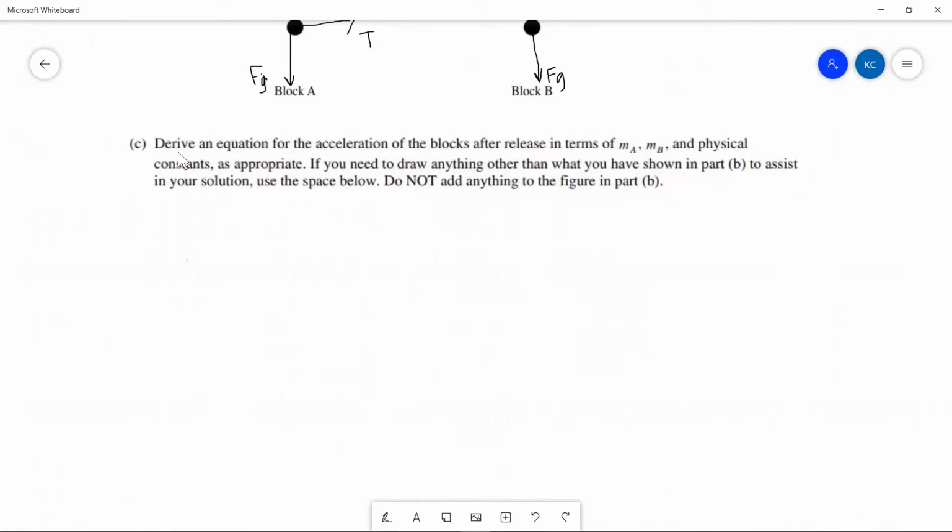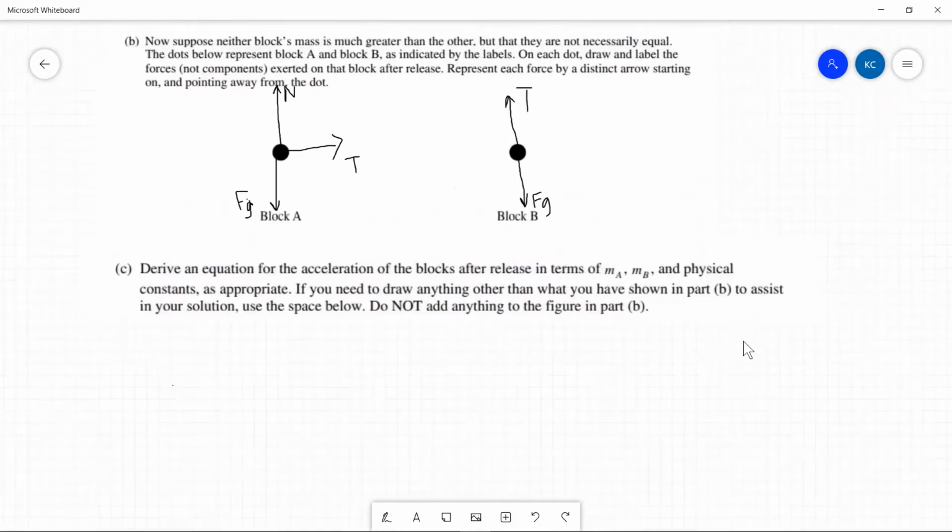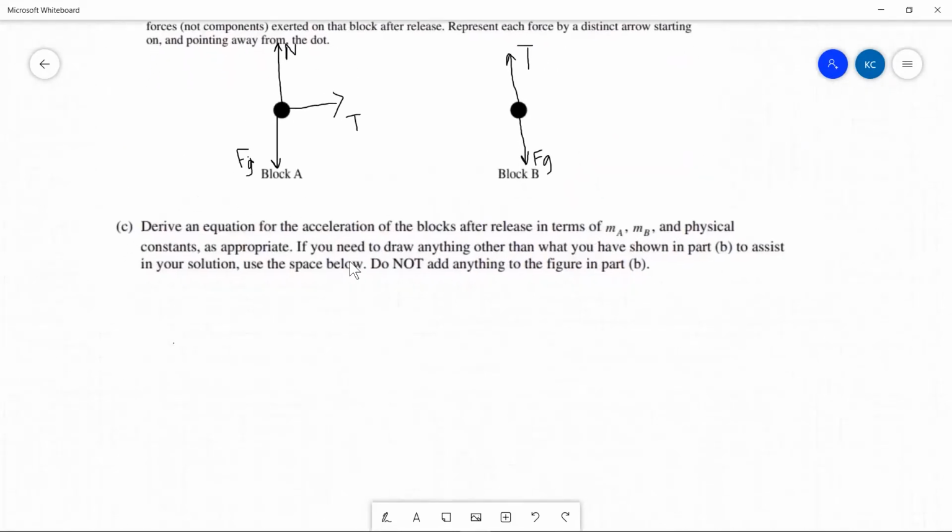Part C. Derive an equation for the acceleration of the blocks after release in terms of m_A, m_B, and physical constants as appropriate. If you need to draw anything other than what you have drawn in Part B to assist in your solution, use the space below. Do not add anything to the figure in Part B. So we have to try to derive acceleration. So let's use our free body diagrams to help us determine. And we can use Newton's second law while we're at it.